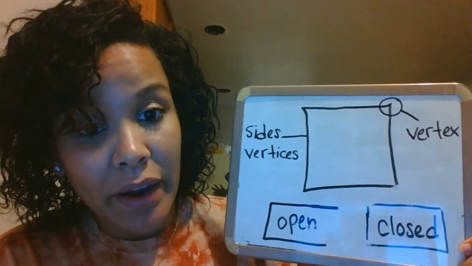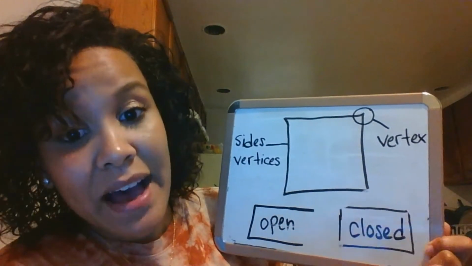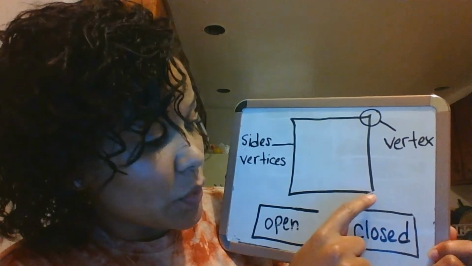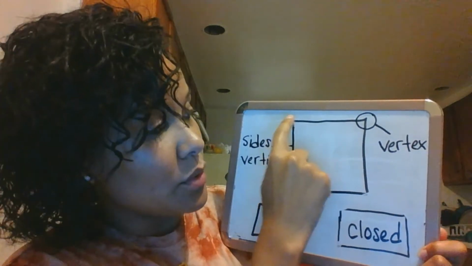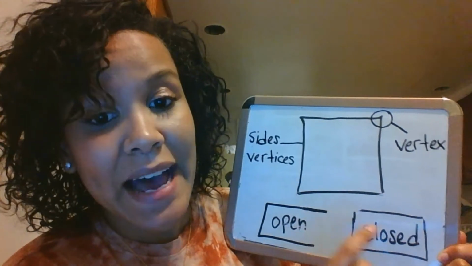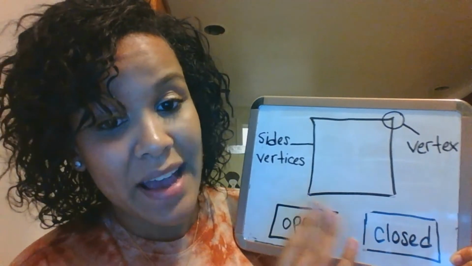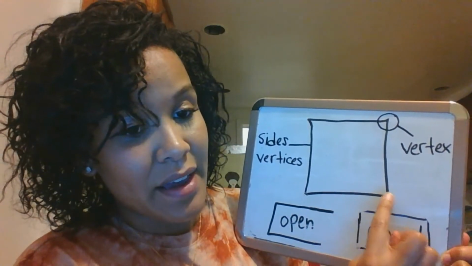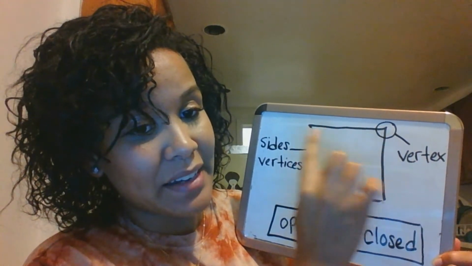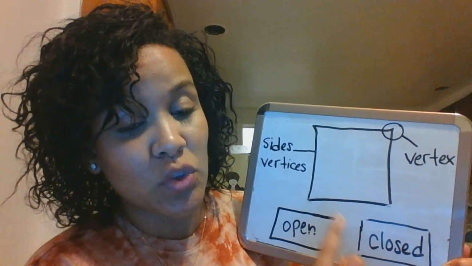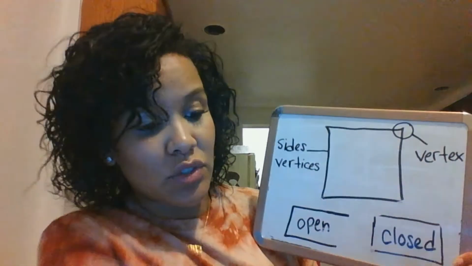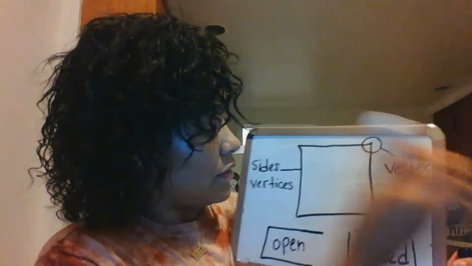Now with a square, it has sides. This square has 1, 2, 3, 4 sides. There's 4 sides on a square. The sides are these edges. If you're not sure what a side is, these are the sides. So a square has 4 sides. So I'm going to write that here.